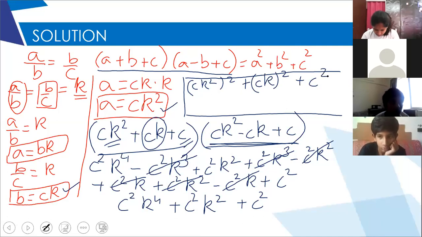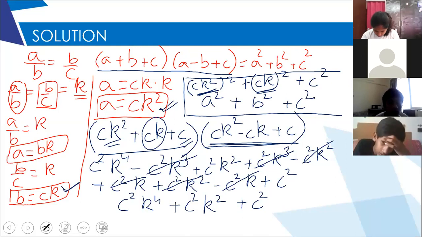Now if you see this CK square, this is nothing but A. So it becomes A square. This CK is nothing but B. So this becomes B square. And C will remain C only, C square. So hence proved. Just go through the steps.